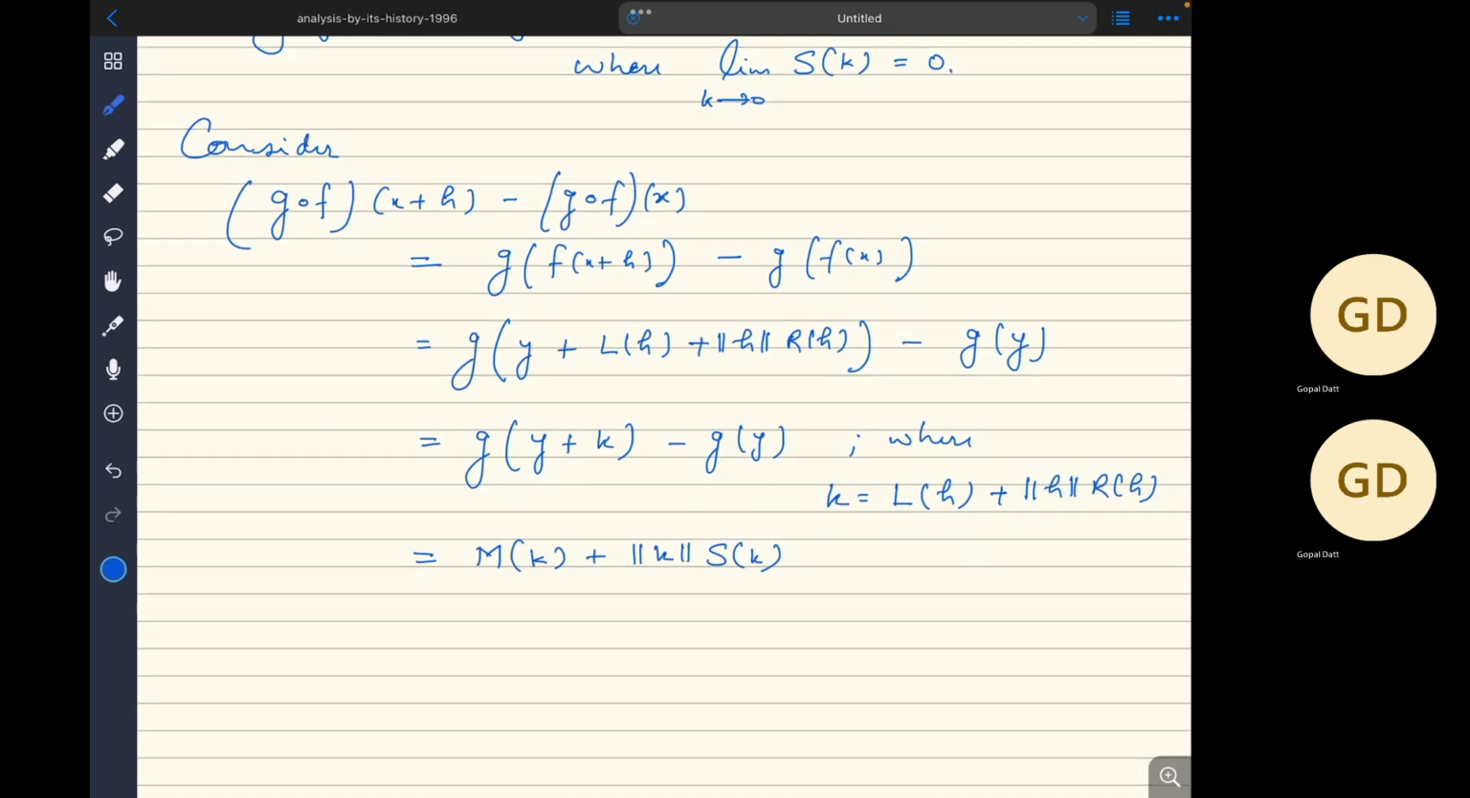So what is k? k is L(h) plus norm h r(h). So we have, as M is linear, M(k) equal to M(L(h)) plus norm h r(h). This is equal to M of L(h) plus norm h M(r(h)).